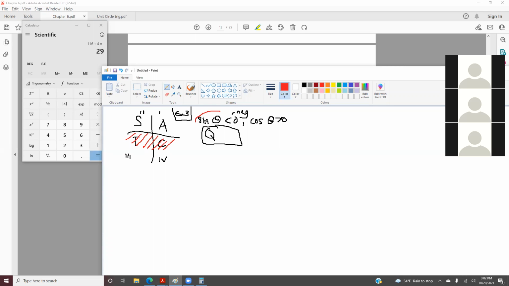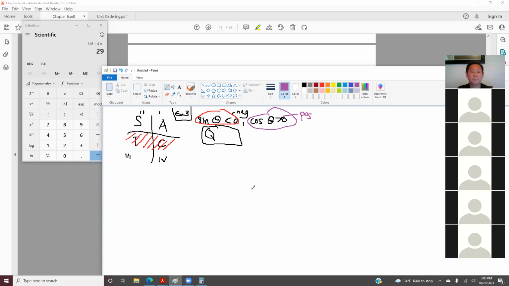And what quadrant makes cosine greater than 0? What does greater than 0 stand for, negative or positive? Positive. So can someone tell me what quadrant makes cosine positive? There are two quadrants also. Four. And 1. 1, because 1 means every single one of these.